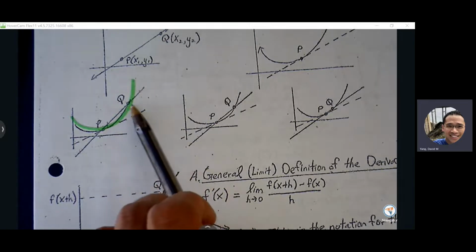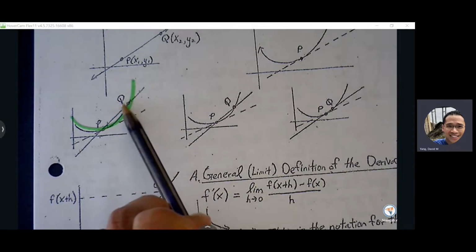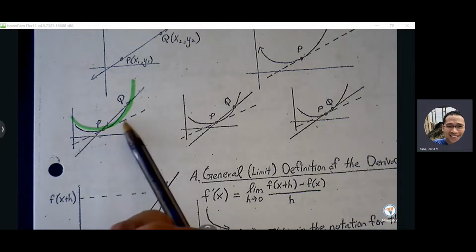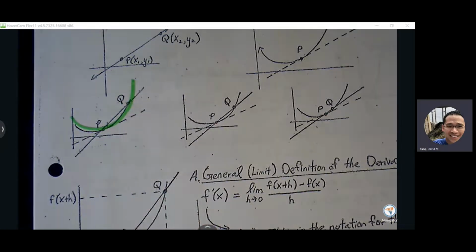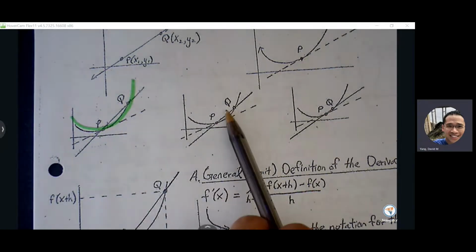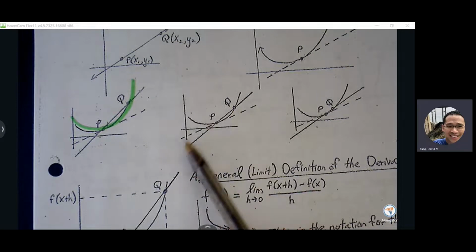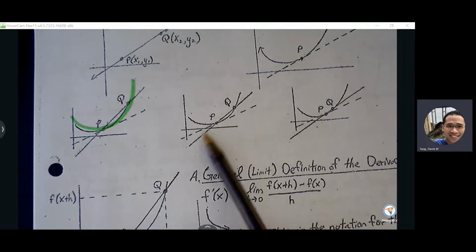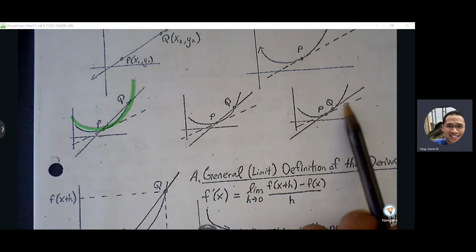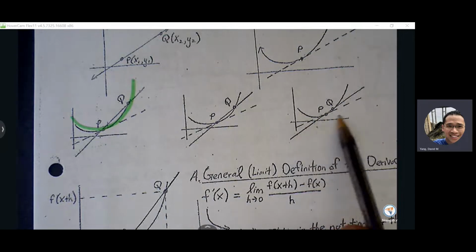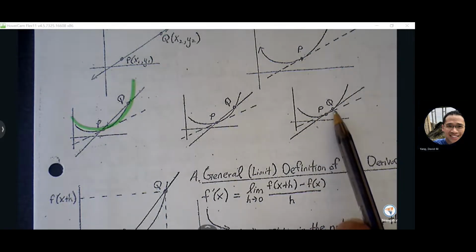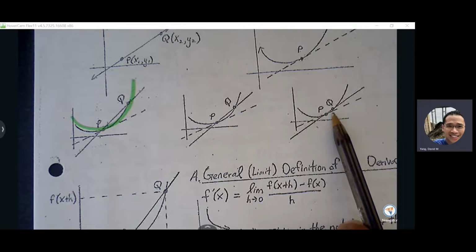So the question is, is there anything that I can do with point Q that will allow my slope to become more accurate? That's it. Okay. Move it closer, right? So the closer I move point Q, then the more accurate my slope will become, right? I see that as I bring my point Q closer towards point P, then my slope is going to become more and more accurate. So what if I continue to bring point Q closer and closer to point P? My approximation will get better and better and better and better.